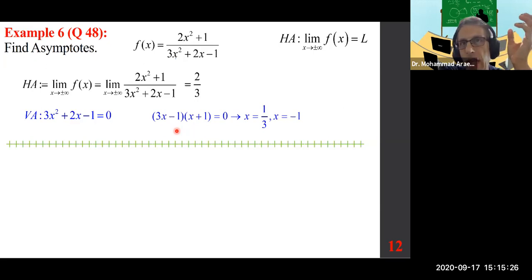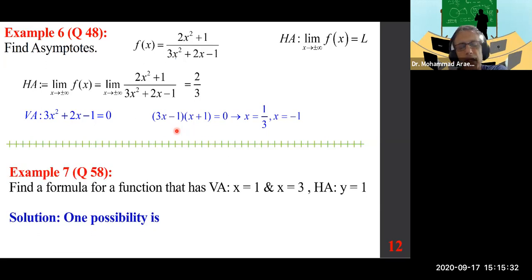So finding the asymptotes should not be a big deal. Finally, if we are given a vertical asymptote as x equals 1 and the second one as x equals 3, with the horizontal asymptote as y equals 1, what would be the rational expression or function? Again, there are really infinitely many ways of writing them.